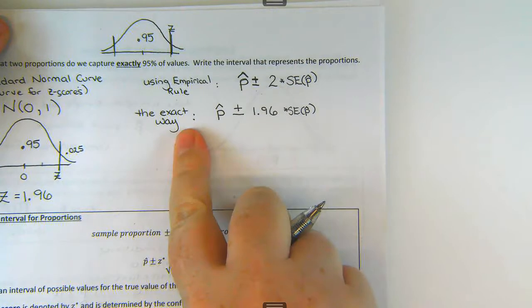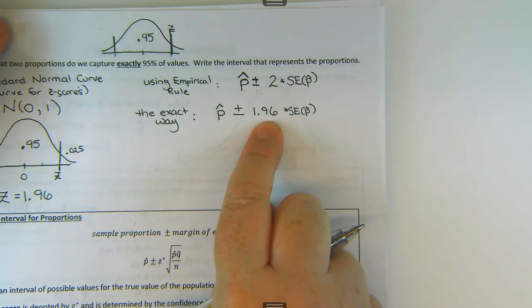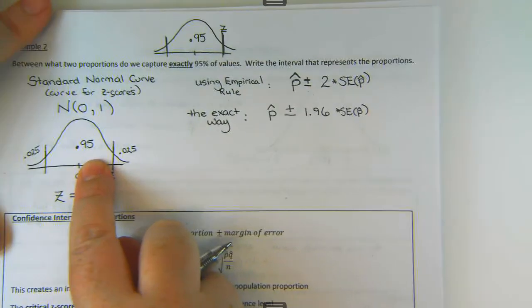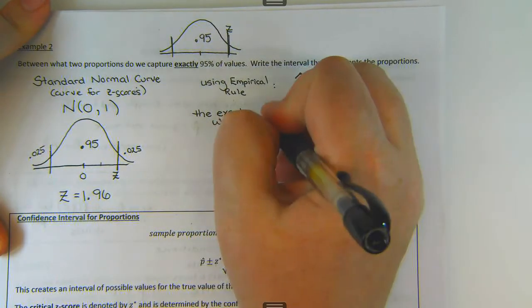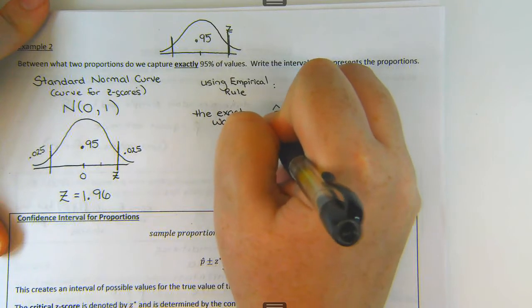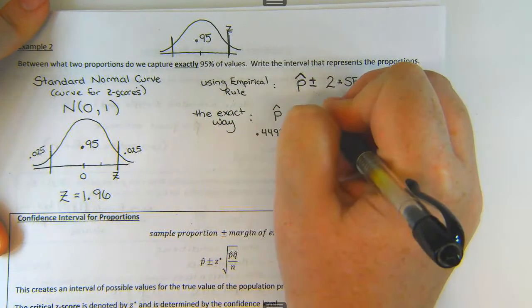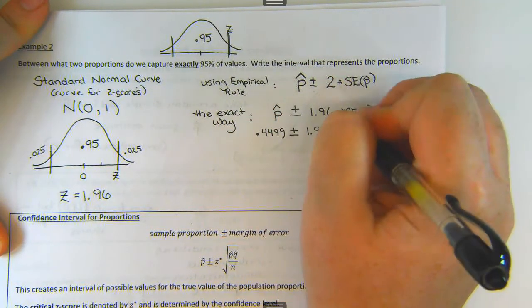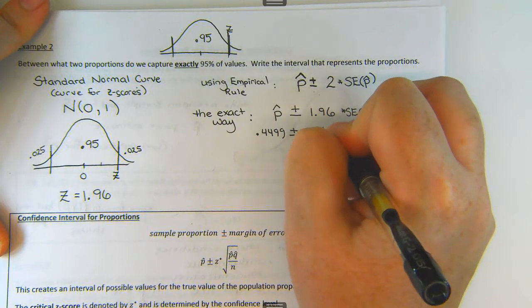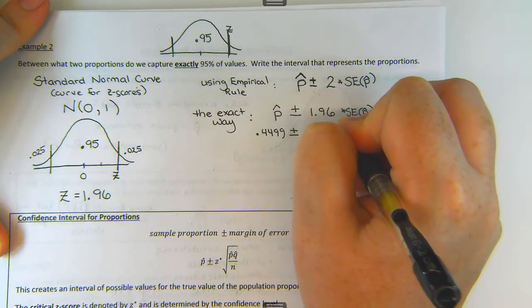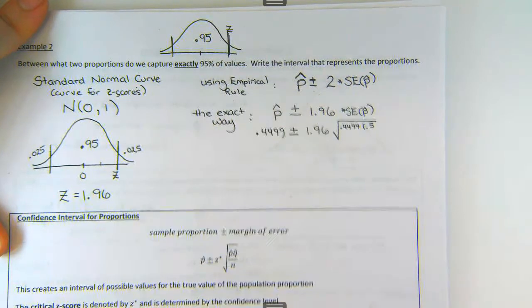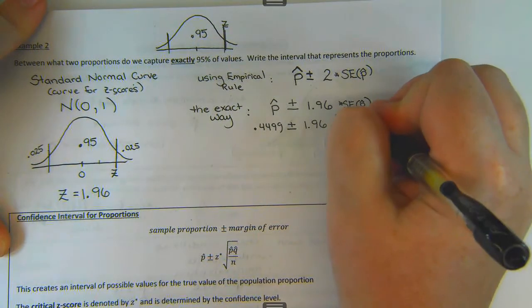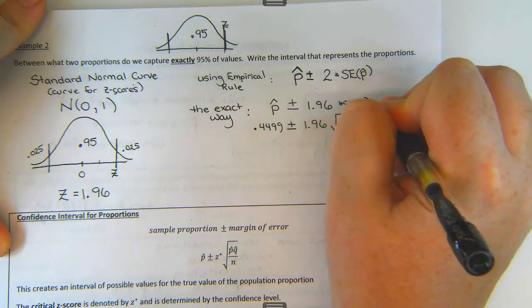So the only thing that changes to make it more exact from the empirical rule is this special z-score. It makes it more accurate for capturing the correct percentage in between the two values. So let's calculate the exact outcome. Our p-hat value, that was the 0.4499, plus or minus 1.96. And for standard error, I'm going to copy the original calculation, because it's best to put everything from this right side of the equation into the calculator at once to avoid any rounding errors.